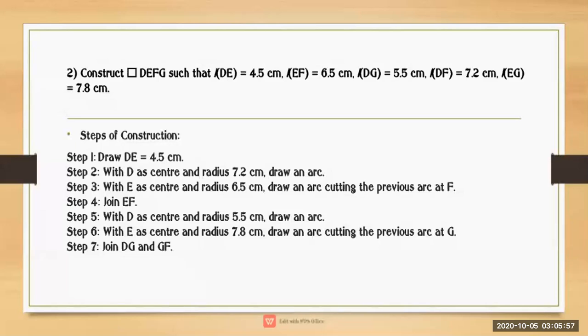Then next will be what? With D as a center and radius 7.2 centimeter, draw an arc. With D, what you will do, you will take 7.2 centimeter and draw an arc. You are not going to make a line, only an arc with the compass. Now next, with E as a center and radius 6.5 centimeter, you will take E as a center and construct with the help of the compass only 6.5 centimeter. And you have to draw an arc cutting the previous arc at F.